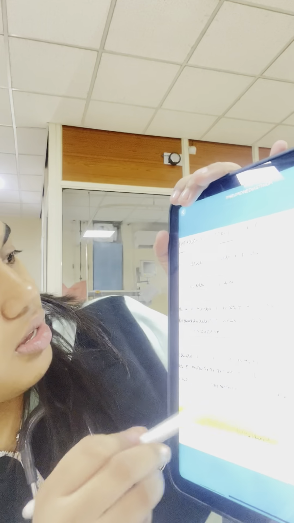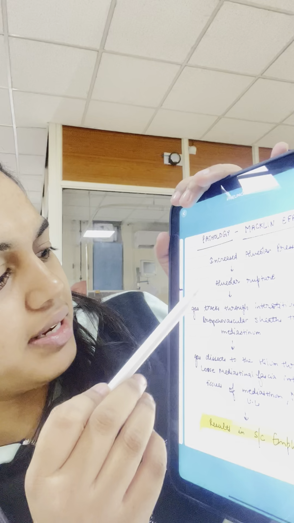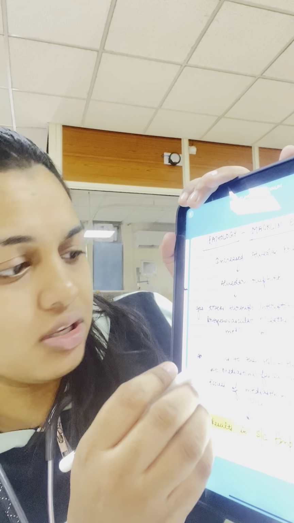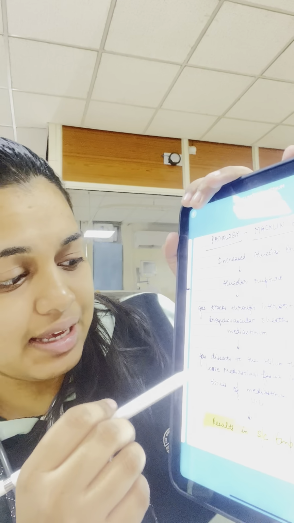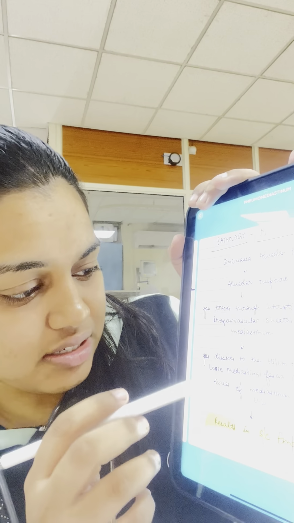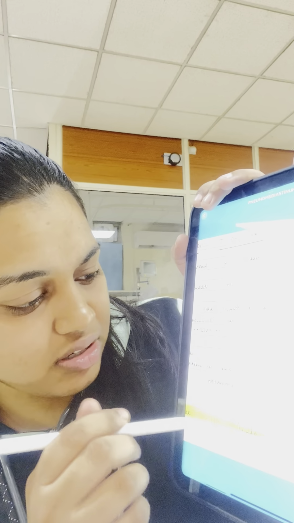Other clinical features present in pneumomediastinum are dysphonia, dysphagia, neck pain or swelling, torticollis, abdominal pain, and low-grade fever. What is the pathology in pneumomediastinum? Basically, there is the Macklin effect, in which there is increased alveolar rupture. When alveolar rupture occurs, gas tracks through the interstitium along the bronchovascular sheaths towards the mediastinum. Gas dissects to the hilum through the loose mediastinal fascia into the tissue of the mediastinum, neck, chest wall, and upper limb. It results in subcutaneous emphysema.